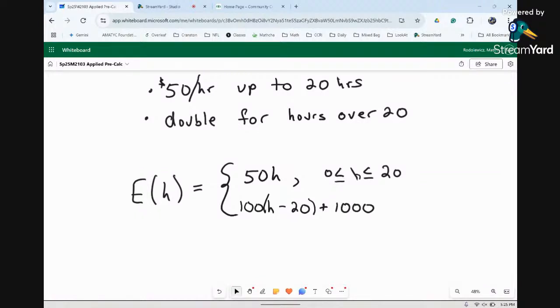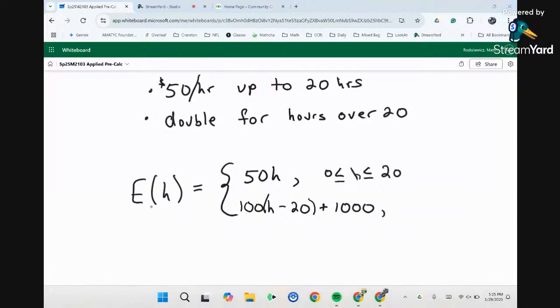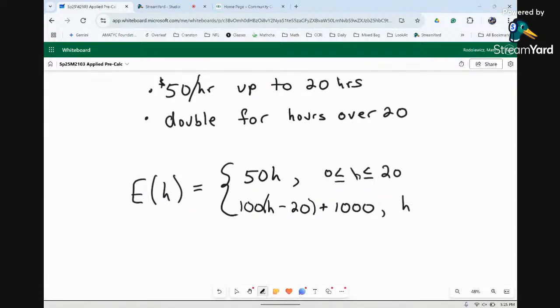And where did that come from? That's 20 hours that you work at 50, which would be $1,000. Yeah, that's a pretty sweet deal. I want that job. So remember who taught you how to calculate this? Oh, and by the way, it's for H strictly greater than 20. I'm going to stop our lesson on piecewise functions there.